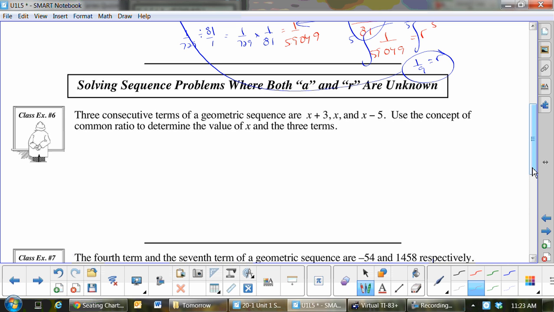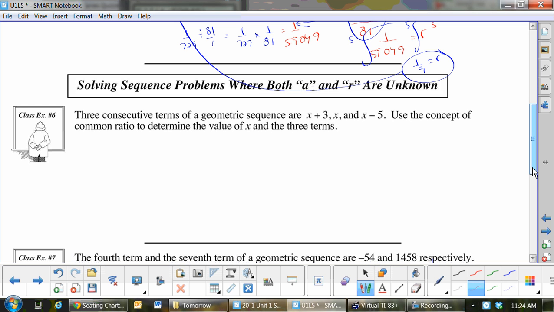What? I heard it. It was right. R will be the same between them. Is that not correct? It says it's geometric. If it said it was arithmetic, we would say that the D is the same. It says that the ratio is the same.